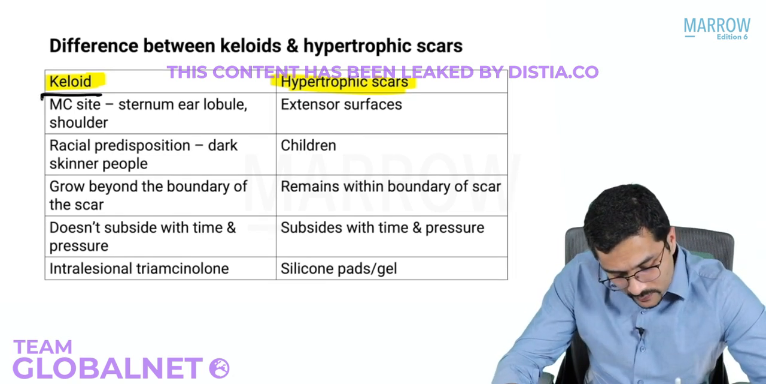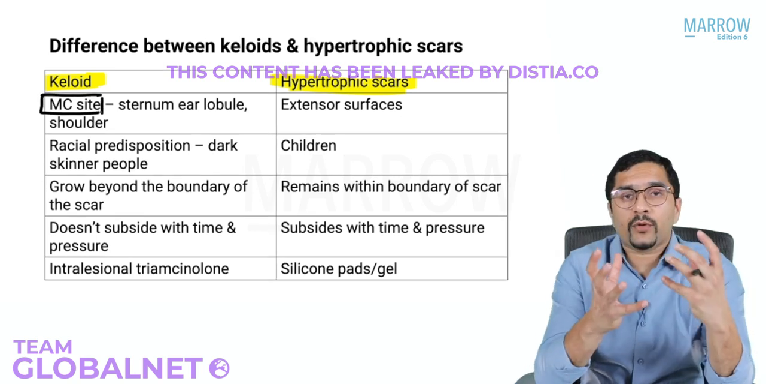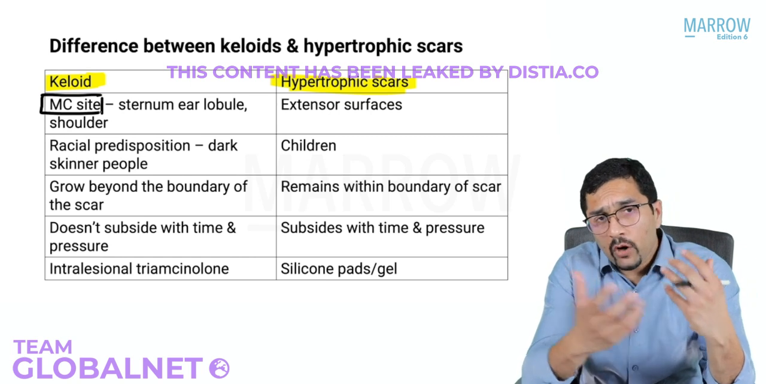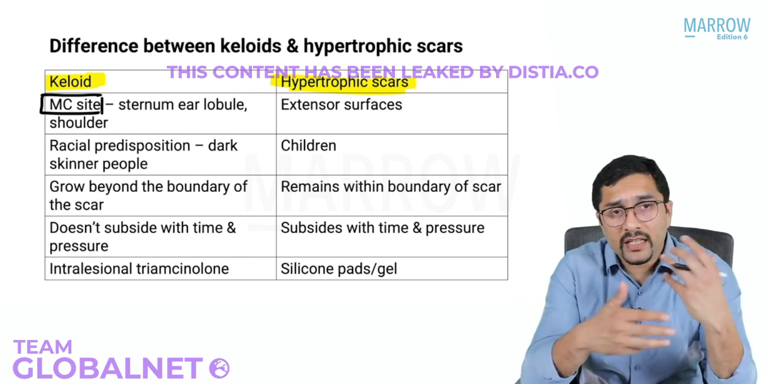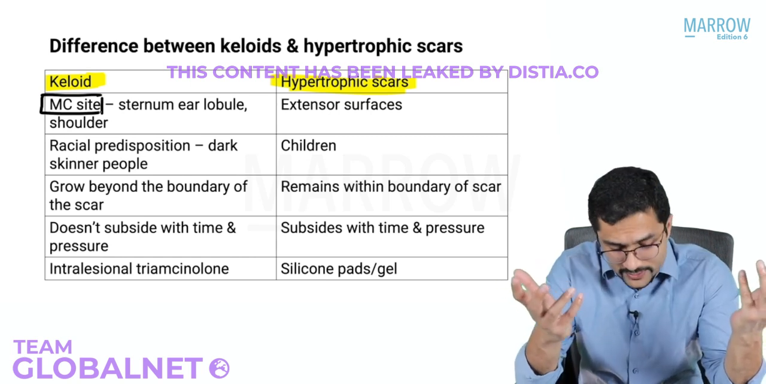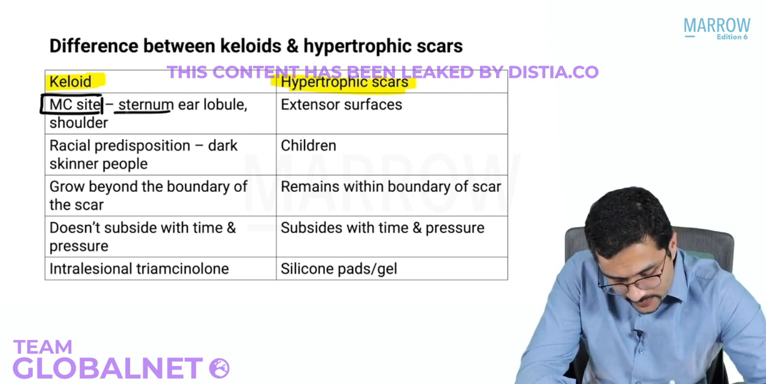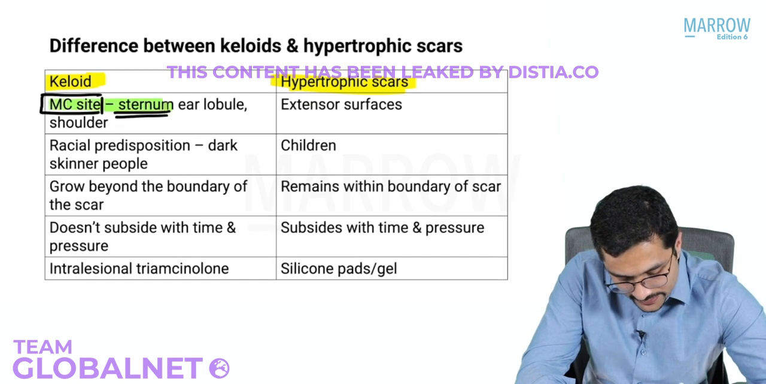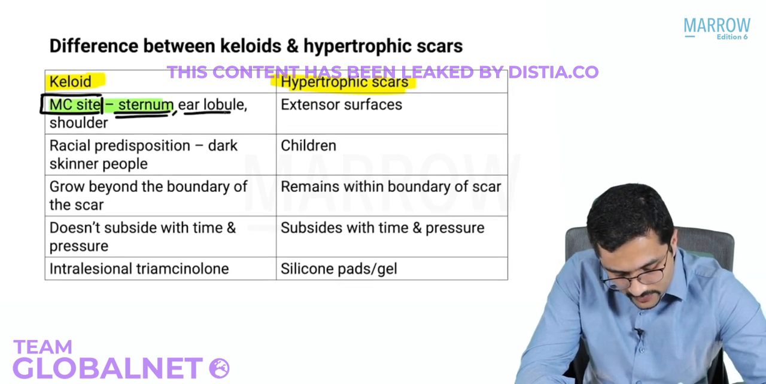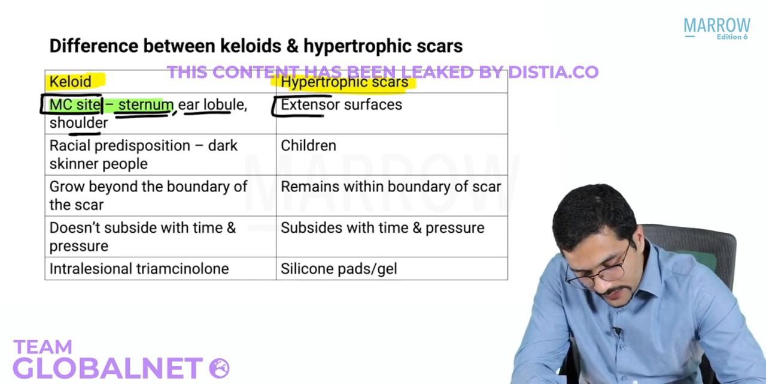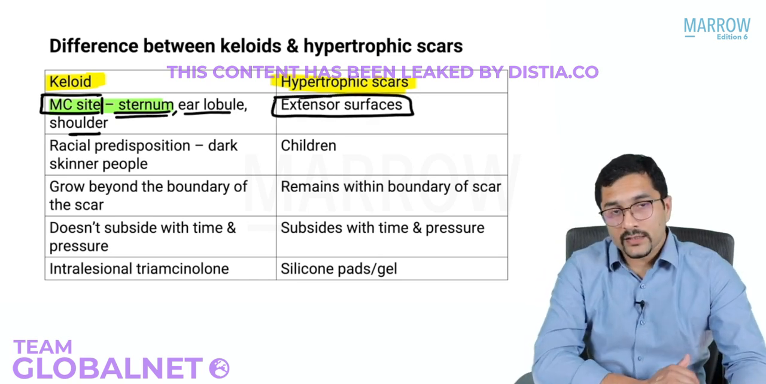Keloid is when there is exuberant proliferation, right? And that can give rise to a keloid. And the remodeling doesn't happen in keloids, right? The remodeling phase doesn't happen in keloids at all. So keloids, most common site is the sternum. This question has been asked many times. The other sites are ear lobule and the shoulder. Hypertrophic scars are commonly seen on extensor surfaces, okay?